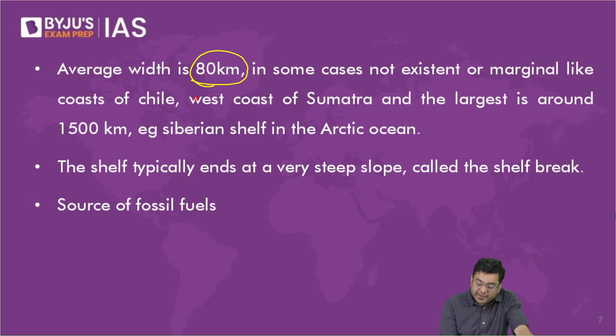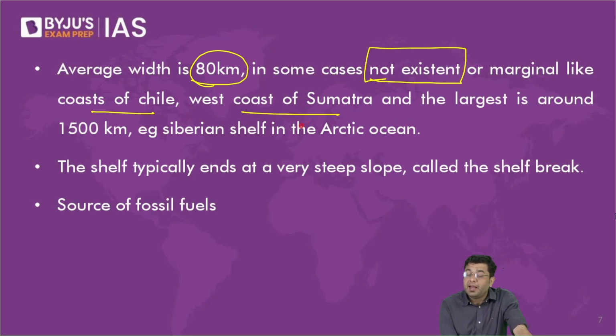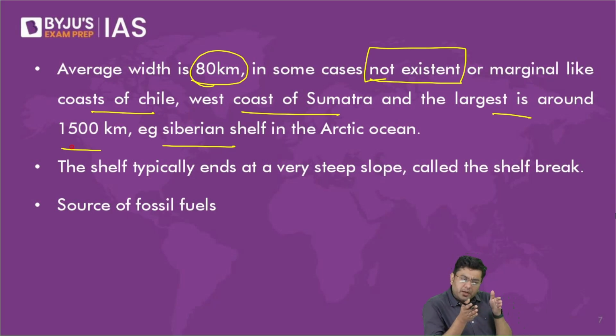Now, it is the shallowest part of the ocean where the depth varies from 30 meters to around 600 meters in general. Now, the average width of the continental shelf is around 80 kilometers. In some cases, it is not existent or very marginal, like the coastline of Chile, west coast of Sumatra. Now, it is largest around the Siberian shelf in the Arctic Ocean, for example, 1500 kilometers.